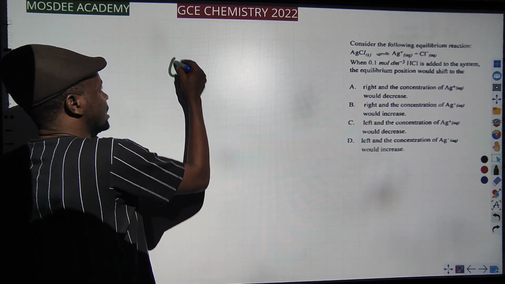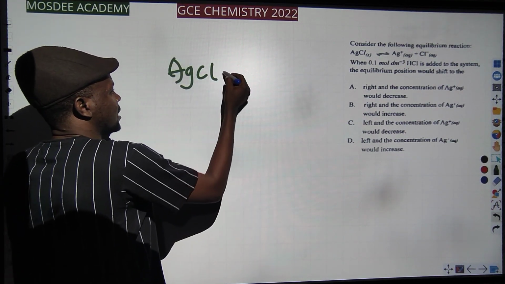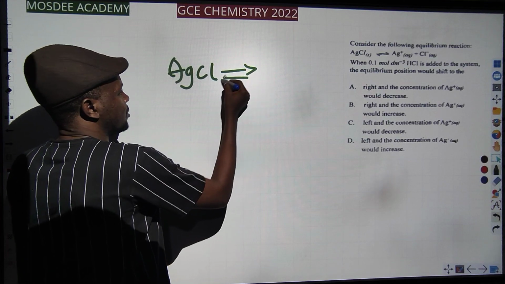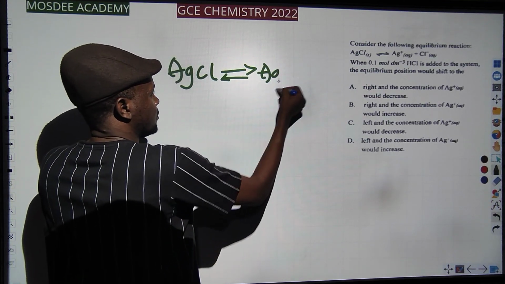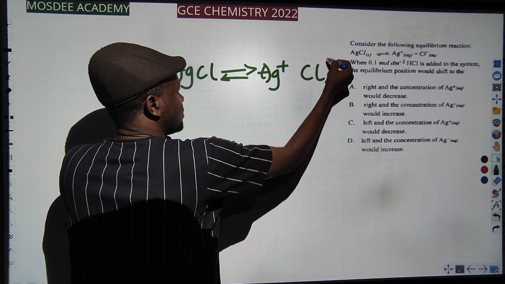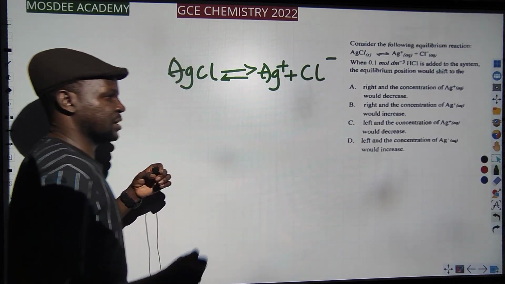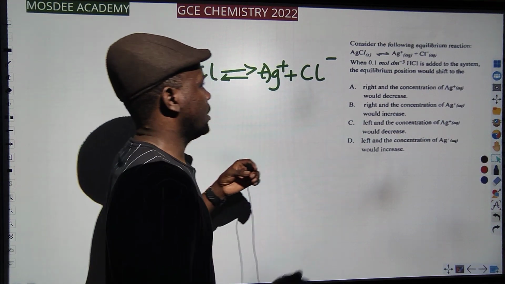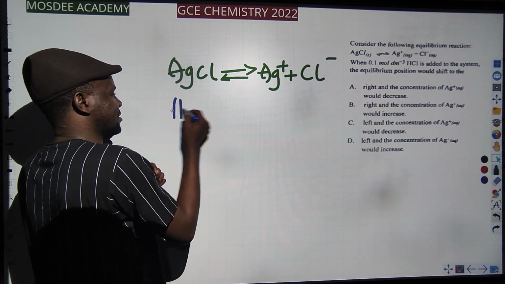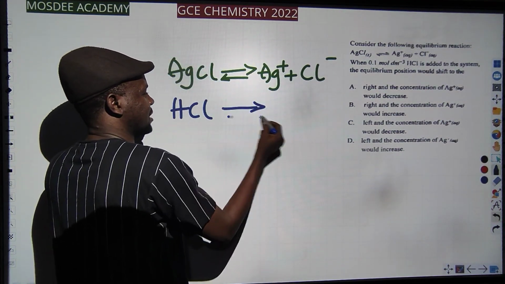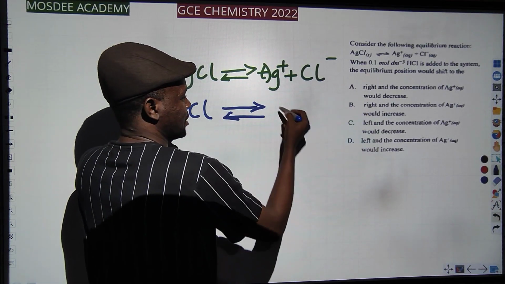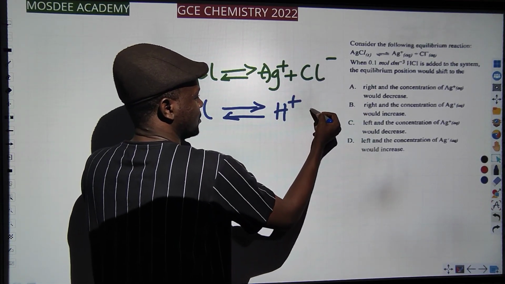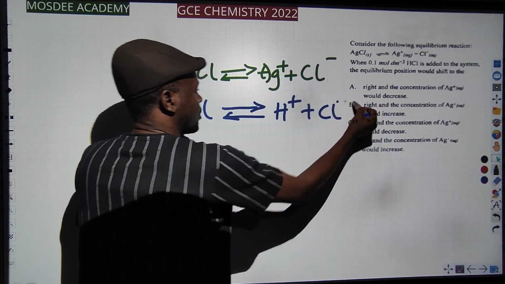Now, AgCl is giving me this reversible reaction, giving me silver ion plus chloride ion. Please, there's a plus there; sometimes I may not put everything there. Moving on, then I want to mix hydrochloric acid, which also ionizes and gives me H plus and what? Cl minus. So this is the common ion effect.